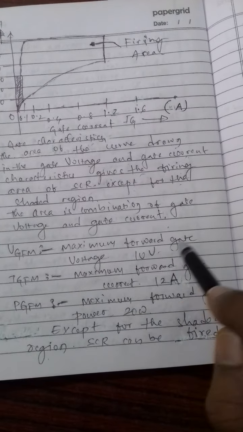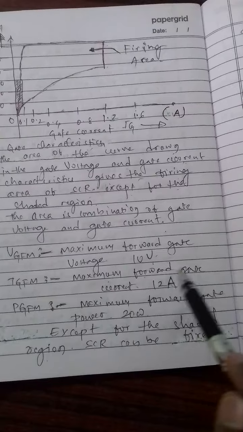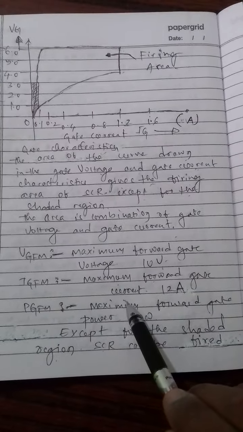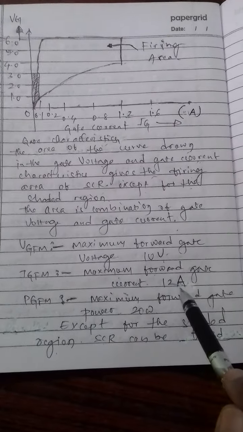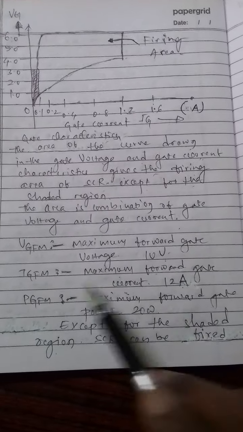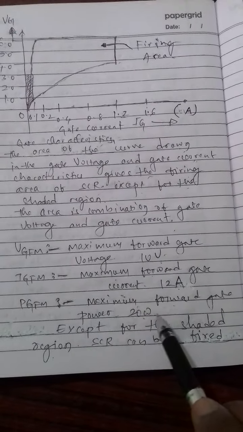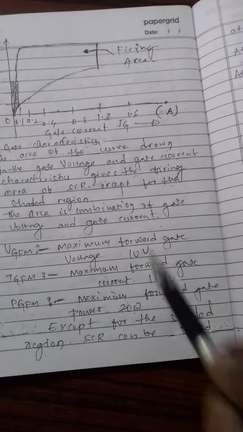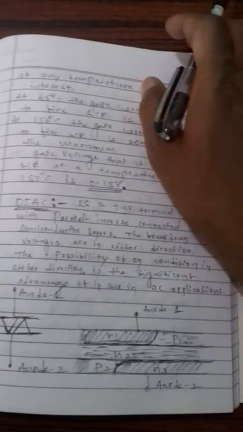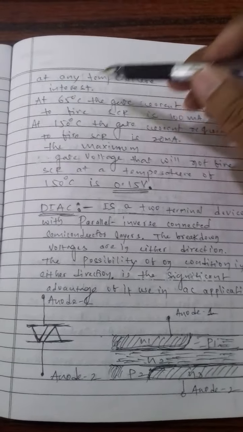VGF, the maximum forward gate voltage, is 10 volts. The maximum forward gate current is 12 amperes. PGFM, the maximum forward gate power, is equal to 20 watts. So except for the shaded region, the SCR can be fired. That is the firing area of the SCR at any temperature in the range of interest.